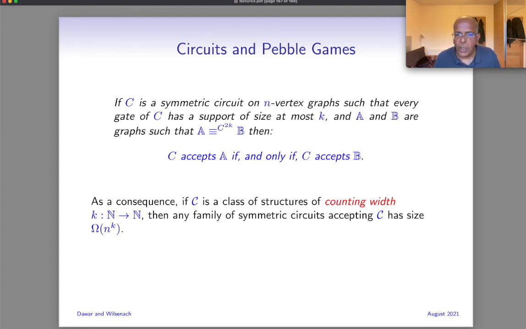It follows that if you have a class of structures of counting width k, then any family of symmetric circuits accepting the class has size at least n to the k, at least for k at most n over log n. As I said, we have methods for showing certain classes of structures have large counting width, even linear counting width. I said this for satisfiability, Hamiltonicity, three-colorability, XOR-SAT. I mentioned these as examples. They all have a linear lower bound on counting width. And it follows that you get exponential lower bounds on the size of symmetric circuits you need to decide these properties. Okay, and we'll stop there for now.